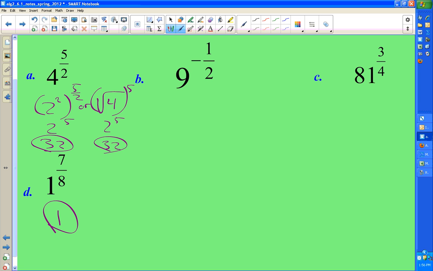What are we going to do here? Yeah, you could do that. 9 to the negative 3 halves. Square root of 9, to the negative 1. What's the square root of 9? 3 to the negative 1? 1/3. You also could have done 3 squared to the negative 1/2 and gotten 3 to the negative 1 that way.